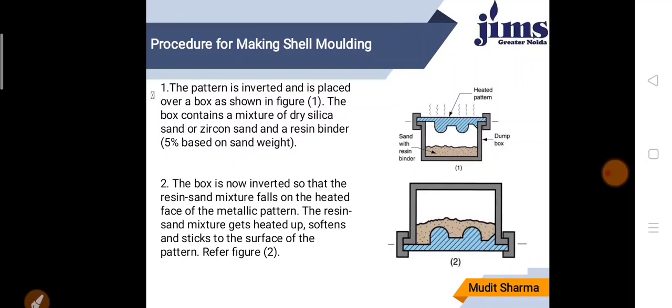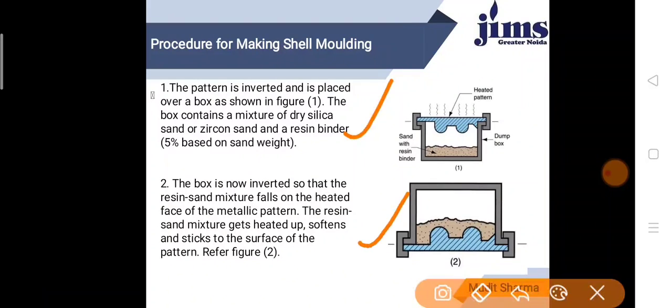So, the procedure for the shell molding process. There are 5 to 6 basic steps we use for making shell molding. I will discuss them one by one. You can read by the help of this PPT. The first step is that a machined pattern with a good surface finish is heated to about 230 to 260 degrees centigrade. The second step is that the sand resin mixture is dumped or blown over its surface. You can see in the given figure number 2.